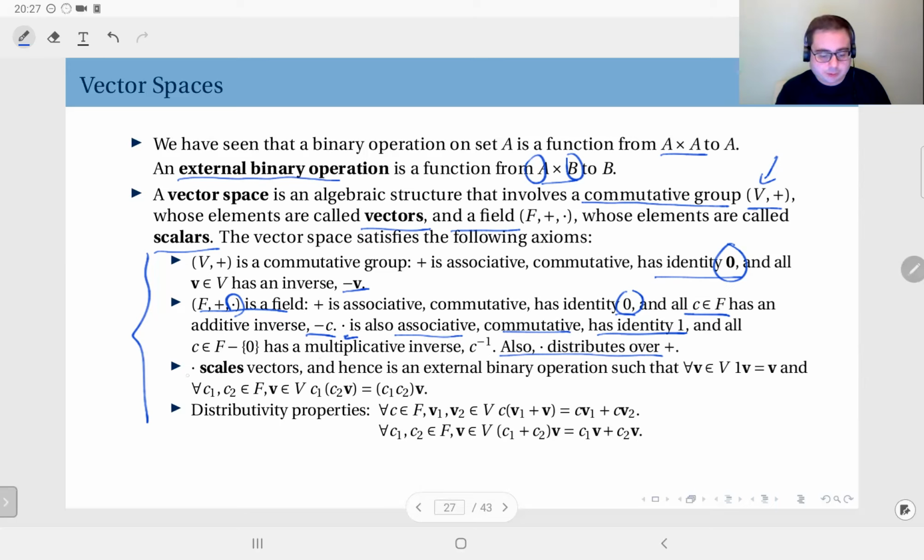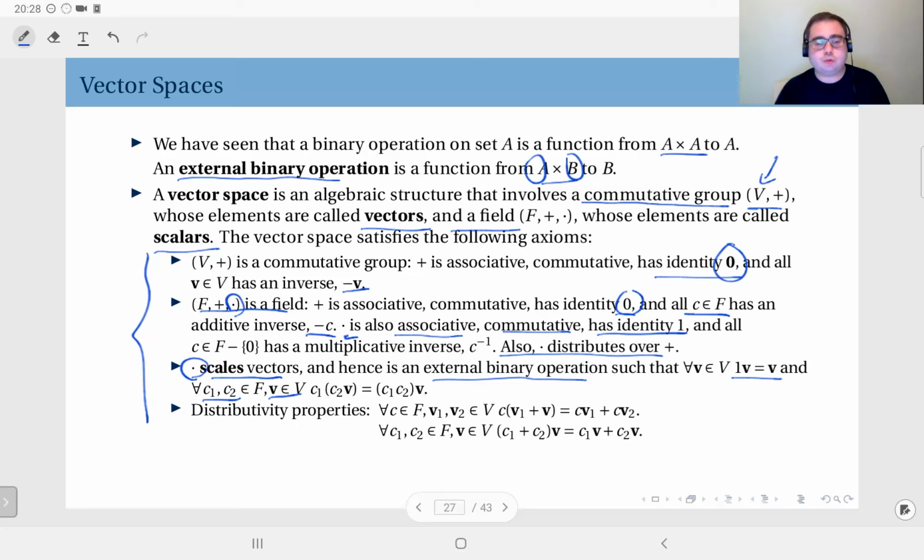And number 3, this is the external binary operation that we have talked about earlier. This operation scales vectors, and it's an external binary operation such that for all v in set V, first of all, if you scale any vector with 1, the multiplicative identity in field F, you still get the same vector. And for 2 scalars in the field and any vector in the vector space, this holds: (c1 times c2) times v equals c1 times (c2 times v).